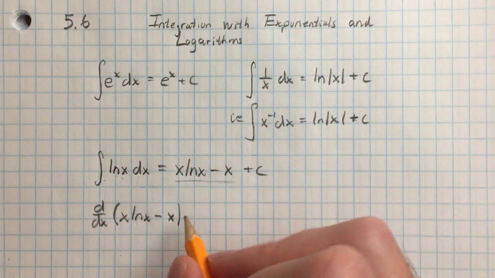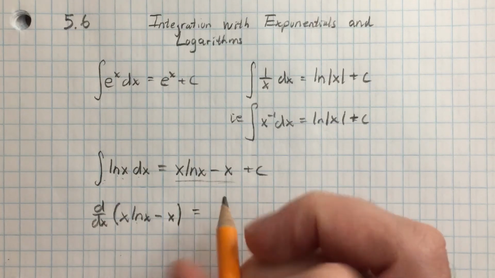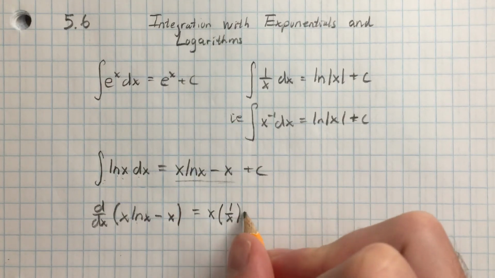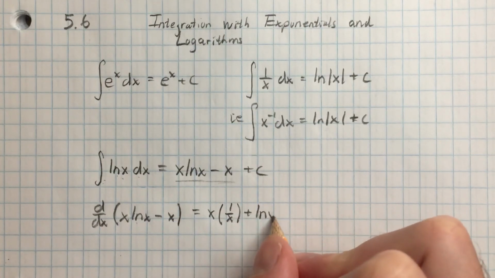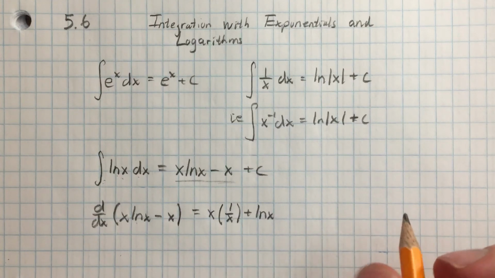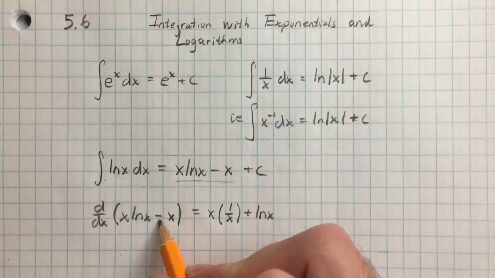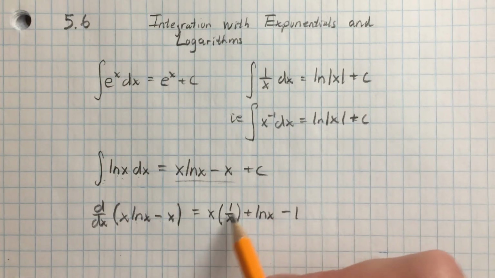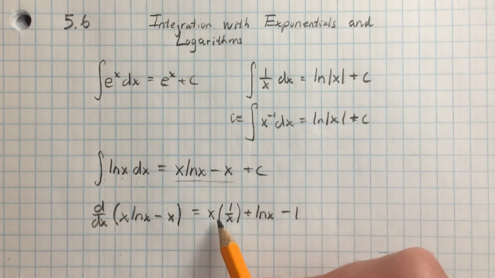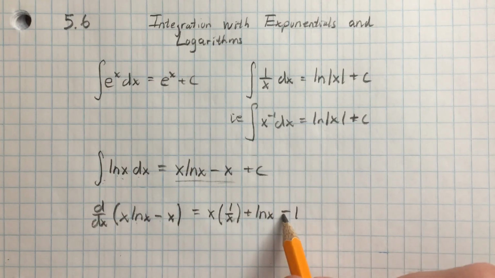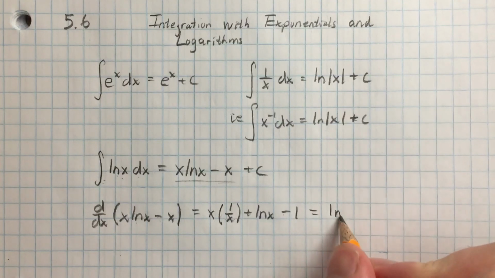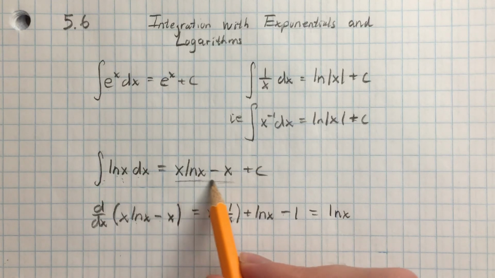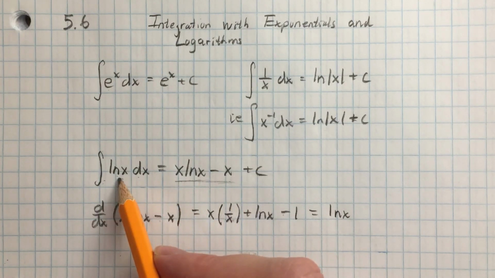So let's just take the derivative real quick to prove it to ourselves, and we should have a product rule here. So I have first times the derivative of the second plus the second times the derivative of the first, which doesn't need anything done, and then minus the derivative of x here is 1, of course. But x on x here is 1 for all legitimate x values for this expression. So x on x is 1, 1 minus 1 is 0, so I just end up with ln x as expected here. So therefore we see this is a correct antiderivative for the natural log function.